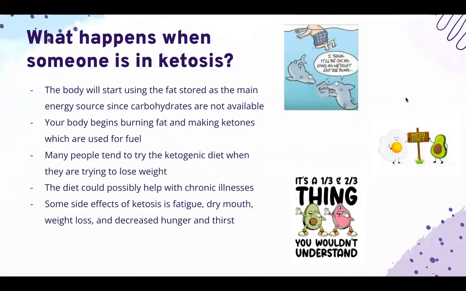So then what happens when someone is in ketosis? Well, the body will start using stored fat as the main energy source since carbohydrates are not available or not being provided to the person. Your body begins burning fat and making ketones, which are used for fuel instead of the glucose or the carbs that you would usually be consuming.